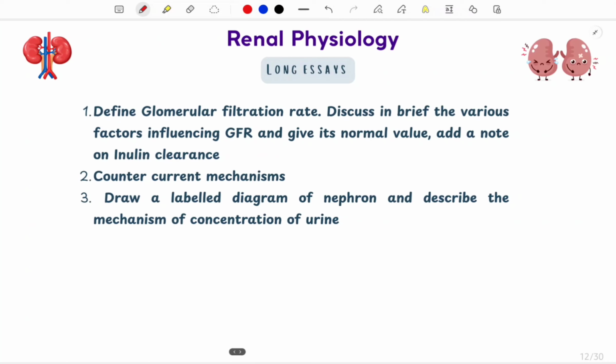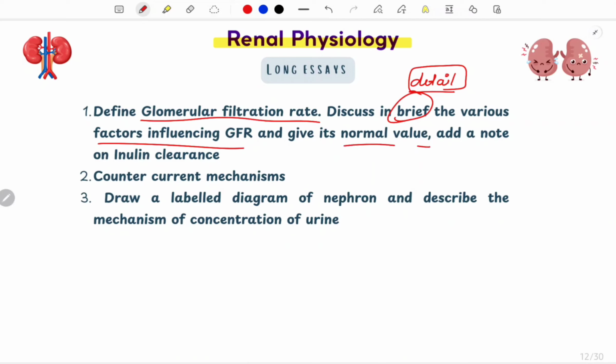Moving on to the next, which is renal physiology. Define glomerular filtration rate and discuss in brief or in detail. Sometimes brief means you have to write it in short, or they can also ask us to write in detail about any of these factors, like any of these subtopics. Factors influencing GFR, and they are also asking for its normal value, and add a note on renal clearance.